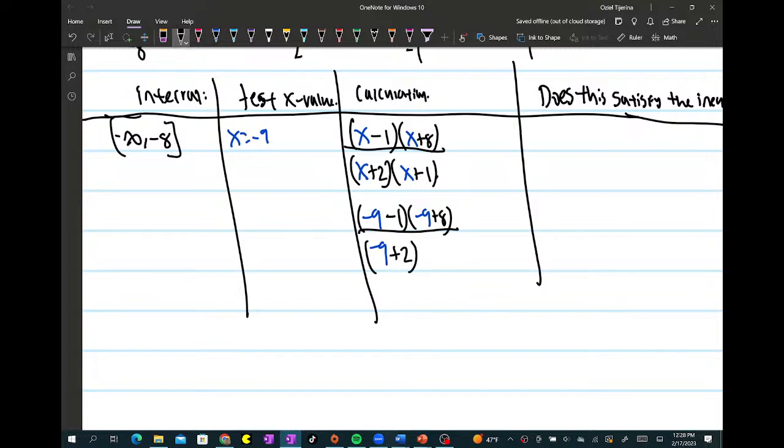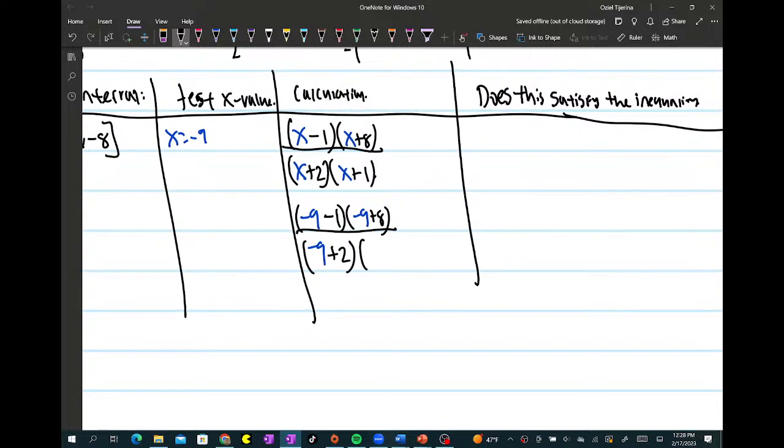You always want to make sure you put a value that is in between the interval, right? That is in this interval. Obviously, it goes from negative infinity to negative 8. So I can go x equals negative 9, obviously. That's the one that I picked, but you can pick x equals negative 10, etc.